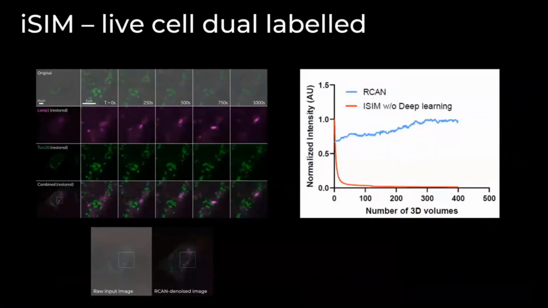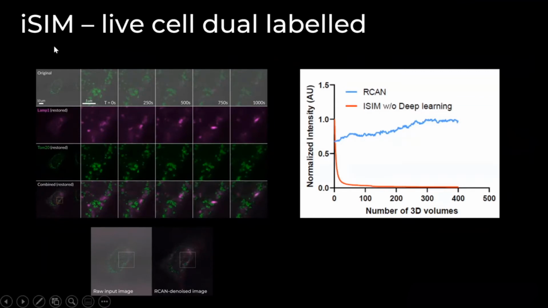So the next example is from the work we've done with Hari and Gigi. And here, this is done on the ISIM, which I'm sure you're familiar with. I just lost it. So it's an instant structured illumination microscopy. Jim, help me here. Instant structured illumination. That's the word, right? Structured illumination microscopy.